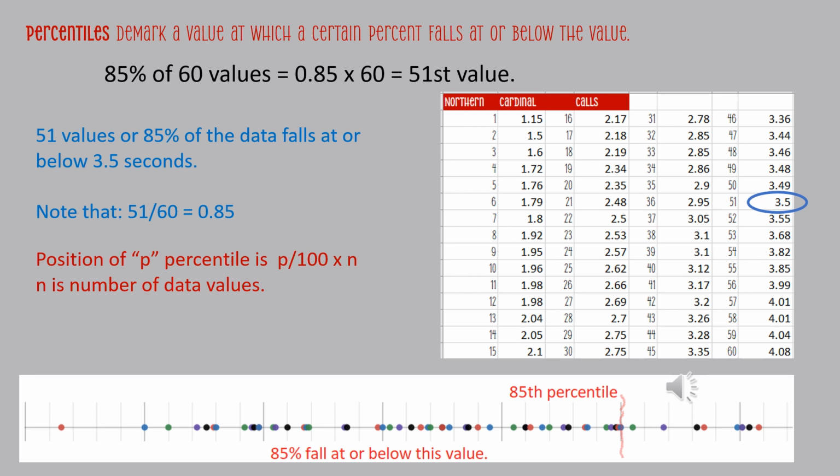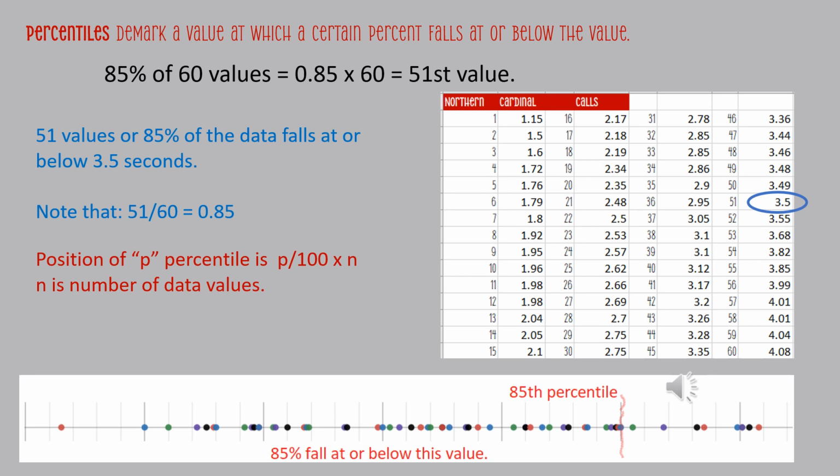Multiply 0.85 by the size of the data set, which is 60, and we get 51. The 51st value in the data set, sorted from low to high, is the 85th percentile. 51 values fall at or below that number, and that's 85% of the data. Note that 51 divided by 60 gives us 0.85.